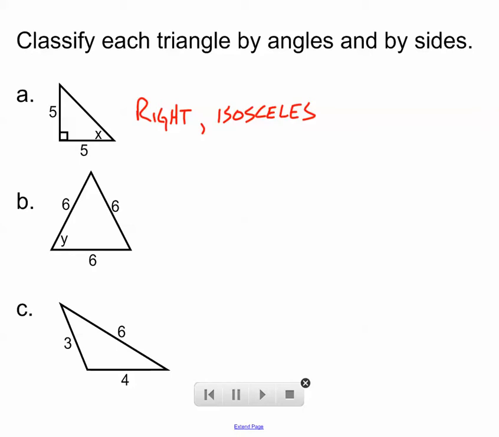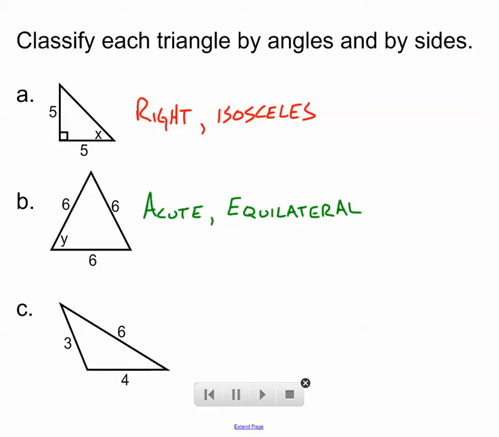Okay, triangle B is what we would call an acute triangle, and it is equilateral as well. Okay, it's acute because all three of its angles are less than 90 degrees. All three are less than 90 degrees. That makes it acute. And it is equilateral because all three of its sides are congruent. Lateral means side. So each of its three sides. If you called it equiangular, which would actually also be true, it's because all of its three angles are congruent.